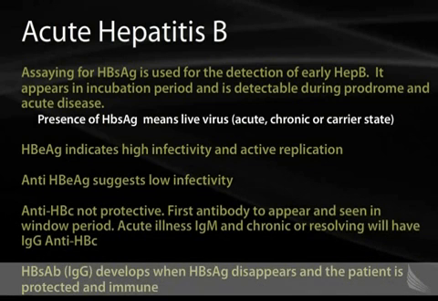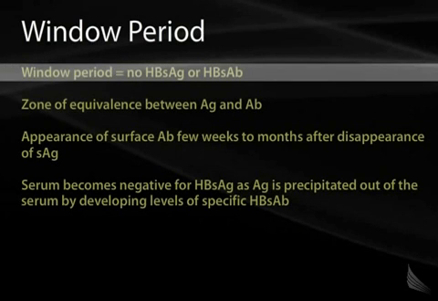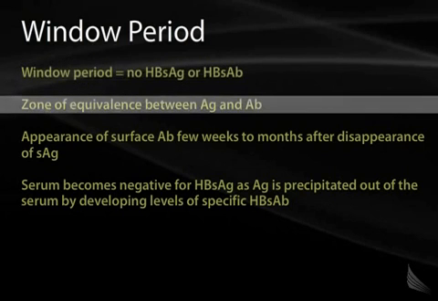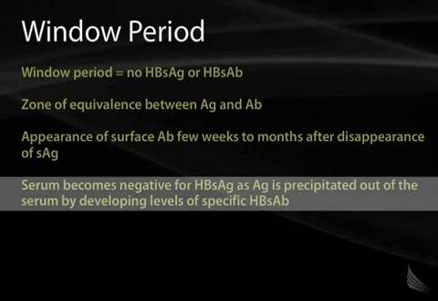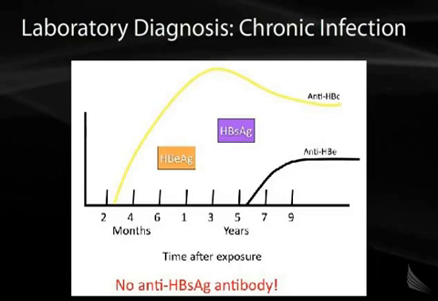Hepatitis B surface antibody develops when the surface antigen disappears, and the patient is protected and immune. The window period is when you have no surface antigen and no surface antibody. There is a zone of equivalence between the antigen and antibody, and the appearance of surface antibody a few weeks to months later means that there's a disappearance of the antigen. The serum becomes negative for the antigen as it's precipitated out by the developing antibodies.